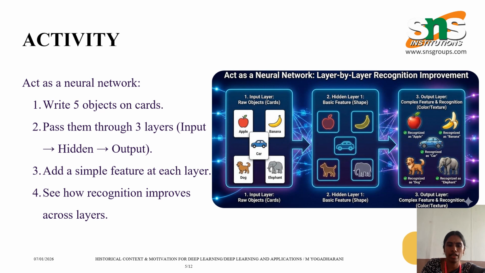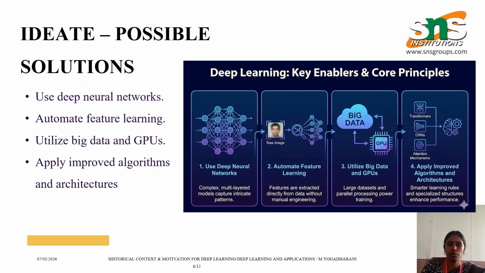So the next one is the ideate part. To solve the problems we discussed, researchers came up with deep neural networks. These networks have many layers and can automatically learn features. Another major reason for success is the availability of big data and powerful GPUs. GPU stands for graphics processing unit. Faster computers mean faster learning. So deep learning is successful not because of one reason, but because of multiple improvements happening together.